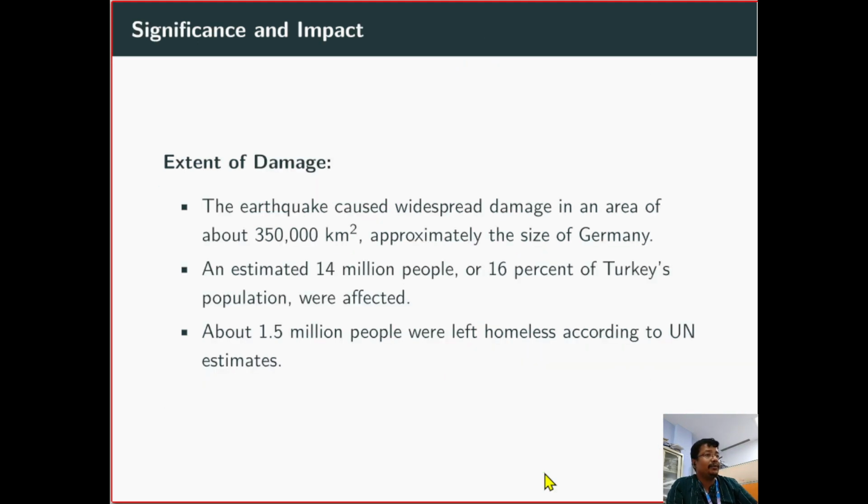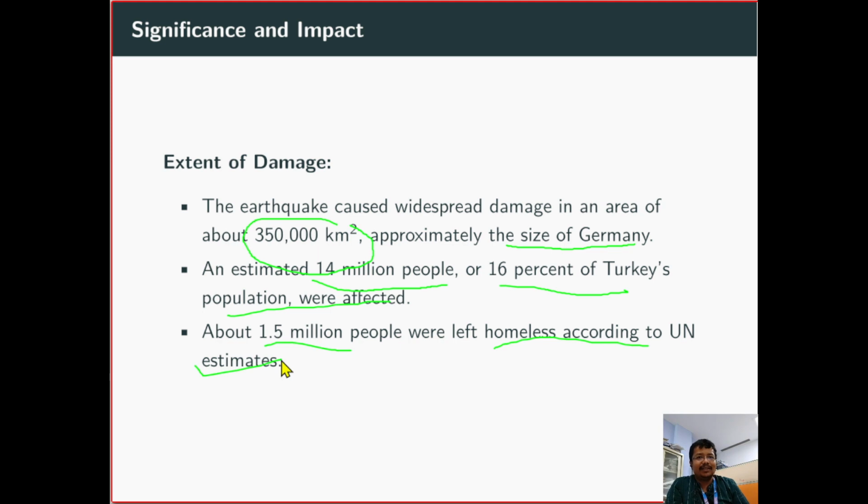Now let's understand one more. What was the extent of damage in that one? Almost 350,000 square kilometers of land was affected, and it is approximately the size of Germany, right? An estimated 14 million people, that is 16% of Turkey's population, was affected. Around 1.5 million people were left homeless, according to the UN estimates. Right? What is UN?